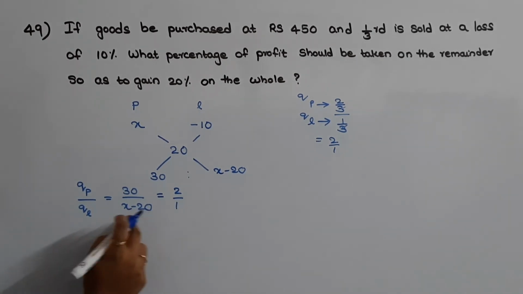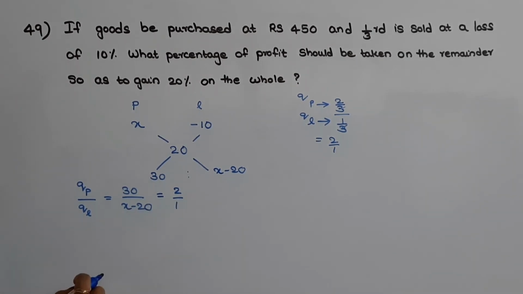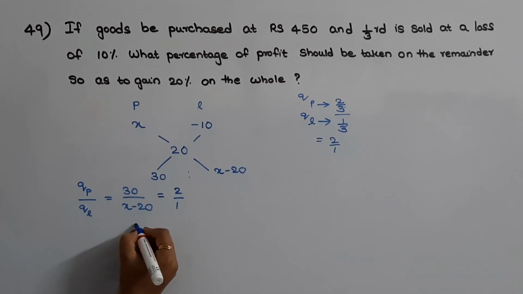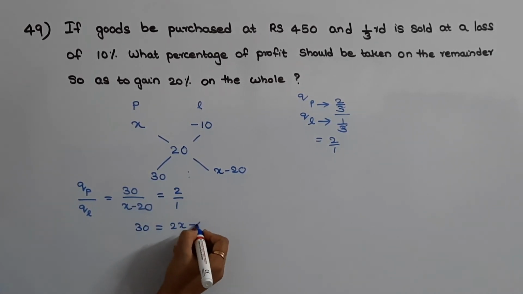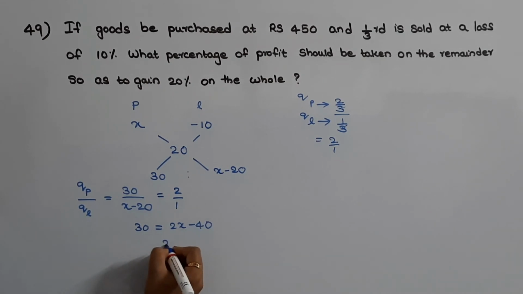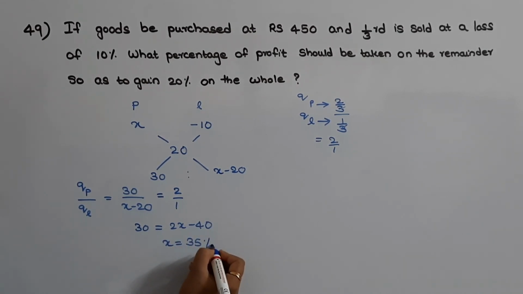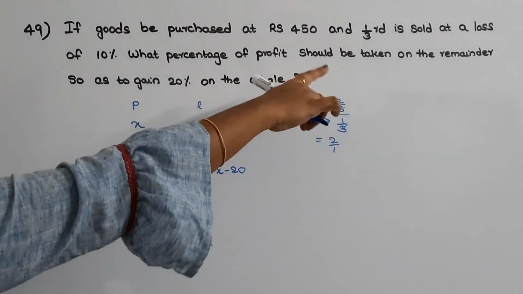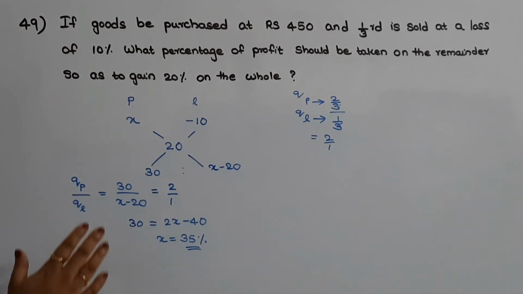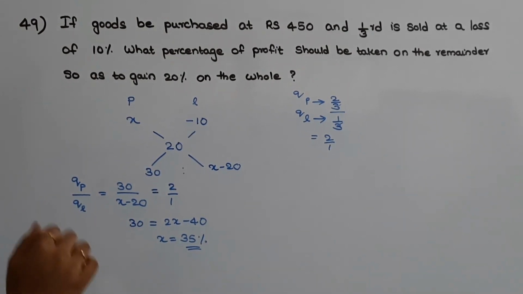Now solving this equation, we will get the value of X. So 30 is equal to 2x minus 40. On solving this, we will get the X value as 35. So 35% is the profit which he got on the remainder. So here finishes the sixth part of profit and loss.